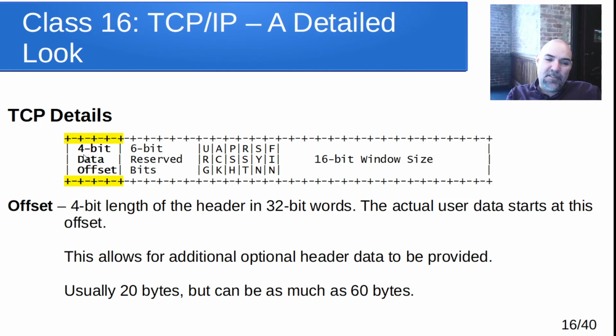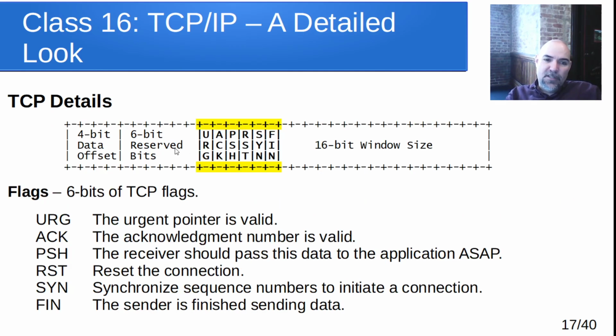So that offset doesn't tend to change. In most cases, that's just going to indicate 20 bytes, so it'll have a value of 5 in there, and that says this is where the application data starts. Think of it like an index forward that says this is how far off the beginning of the header the data starts. There's 6 bits that are reserved that aren't really used for anything.